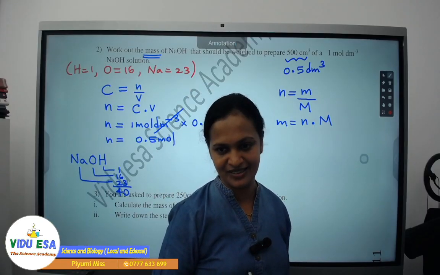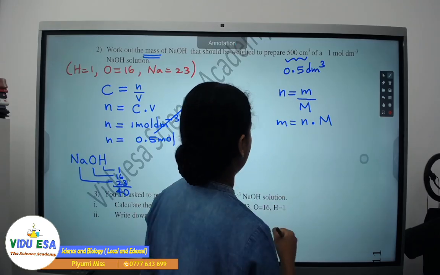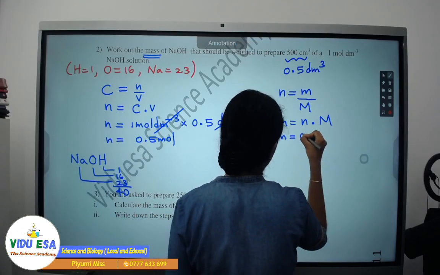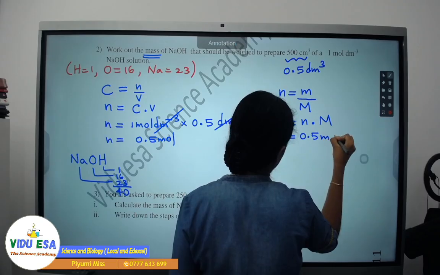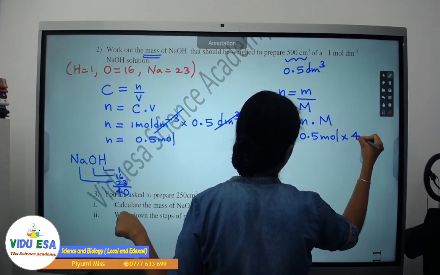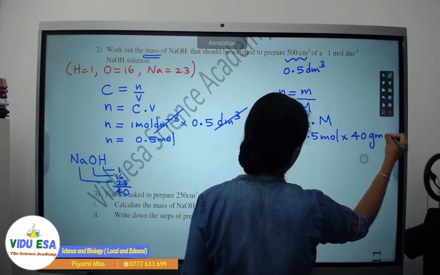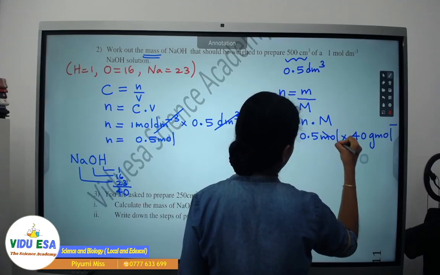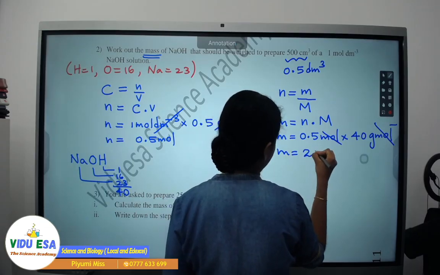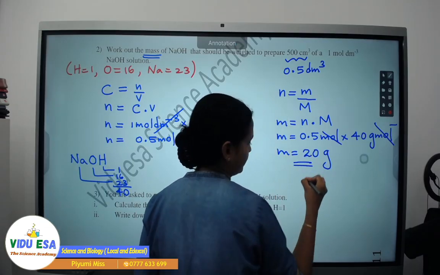Learn the method. That is easy. So the mass equals number of moles, 0.5 moles, multiplied by molar mass, which is relative molecular mass taken in grams, 40 grams per mole. 40 into 0.5, that is 20 grams. You get the answer as 20 grams.